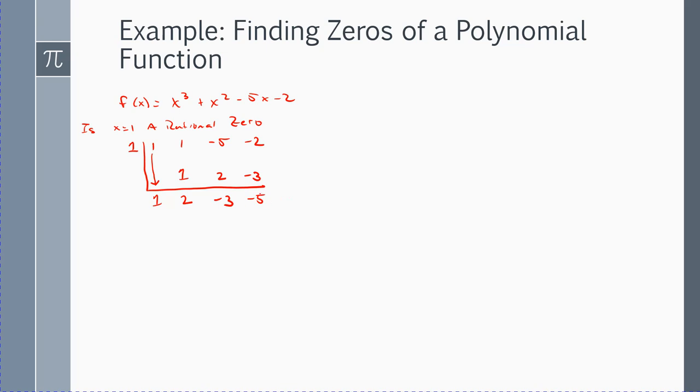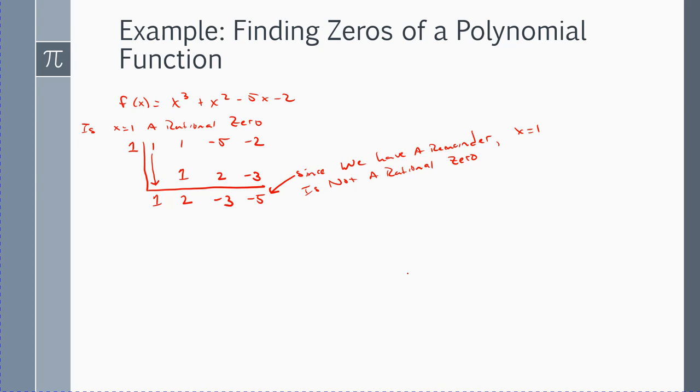Do you notice how this has a remainder? What this means is that if I were to plug 1 into the function, it would actually equal negative 5. Since we have a remainder, x is equal to 1 is not a rational 0. So what you're going to have to do is repeat this process until you find a rational 0.